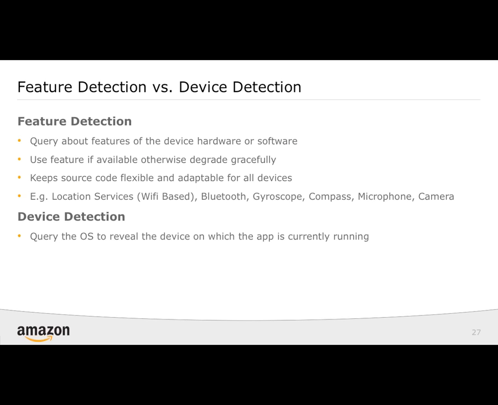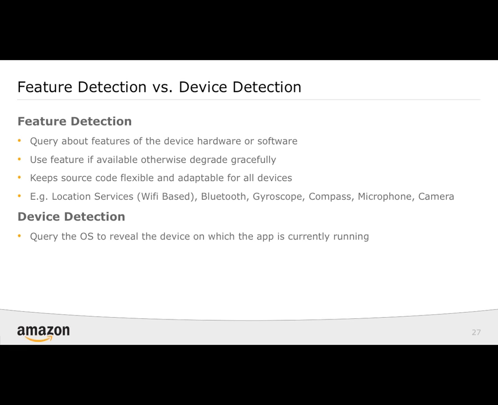Feature detection versus device detection. We really hope that you do feature detection. Feature detection is likely to work better with a lot more tablets and a lot more Android devices, so that you should have less specific code to maintain. You can query about device and hardware. For example, the previous two slides I showed you some hardware features that are unique to some of our devices and not others. And you can pretty much figure out what device you're on by doing feature detection.